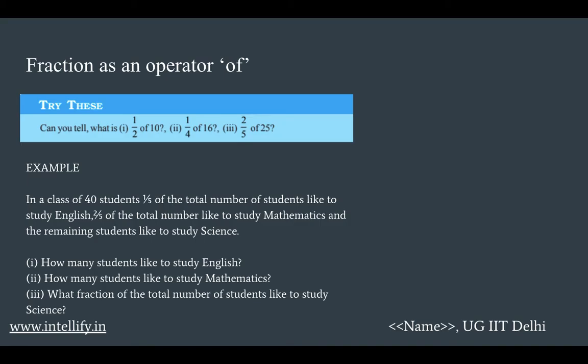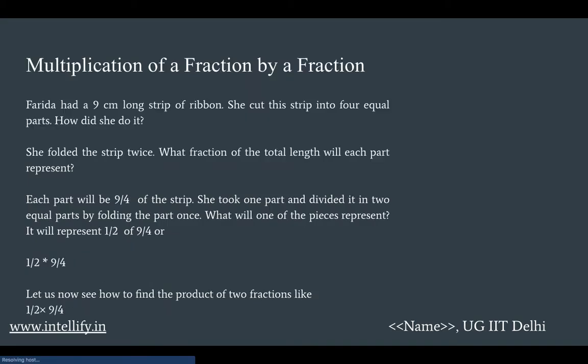Oh, sorry, 16, not 26. The number of students is 40 over here. 40 minus 24 is 16. I'm very sorry, it's not 26. So 16 by 40 will be nothing but 3 by 5.